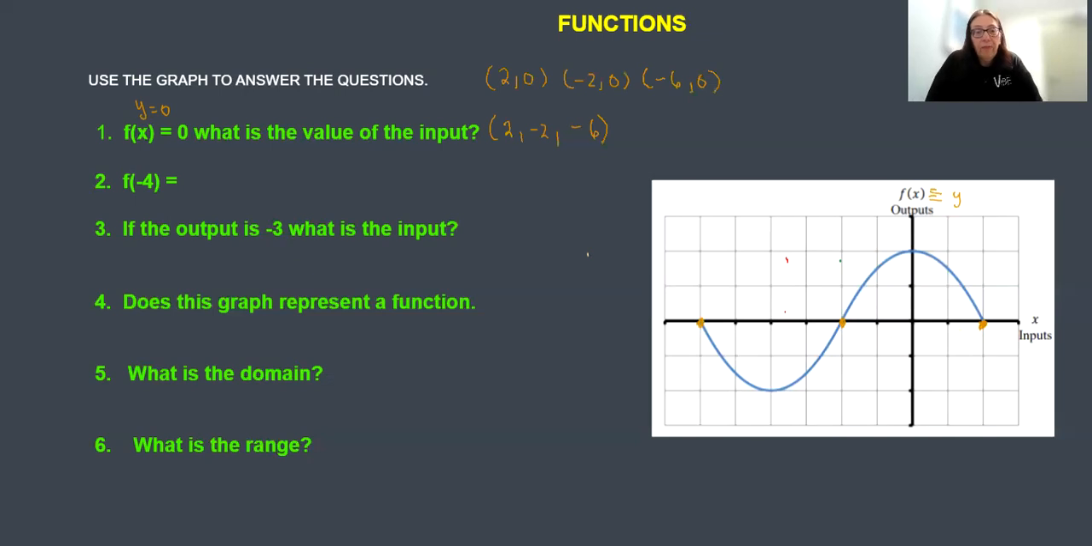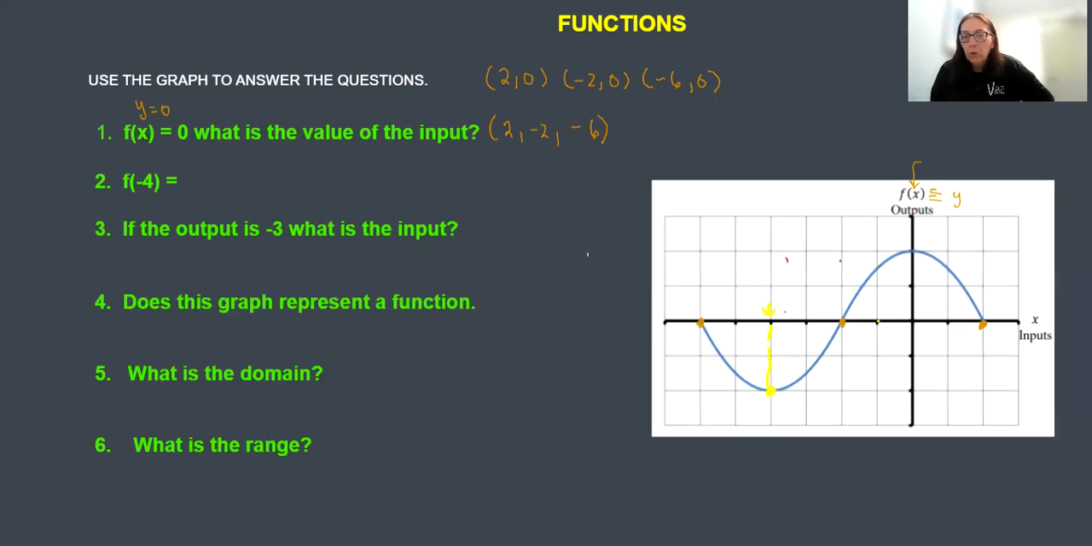Number 2, it says f of -4. So they're telling you to input -4. So you have f of x, and they change the x to -4. So when you input -4, so when the x value is -4, what is your output, your y value? So let's take a look at our graph again. We want to look at where x is -4: 1, 2, 3, 4, right here. And we want to bring that down to our graph. So when x is -4, what is our y value?